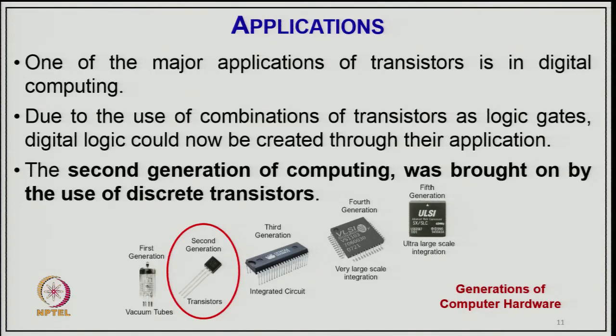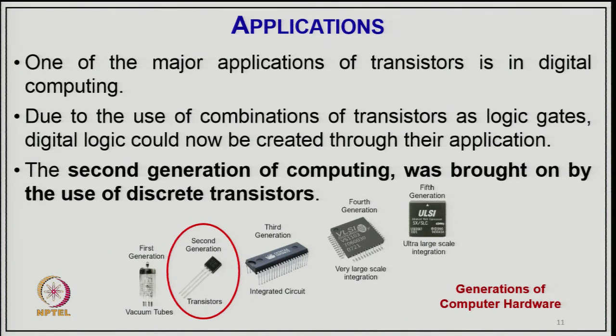One of the major applications of the transistor is in digital computing. Due to the use of combinations of transistors as logic gates, digital logic could now be created, and the second generation of computing was brought by the use of discrete transistors. You can see the first generation was vacuum tubes, then second generation transistors, then third generation integrated circuits, then fourth generation very large scale integration, VLSI, and then ultra large scale integration for the fifth generation. This leads to the generation of computer hardware based on the transistor.